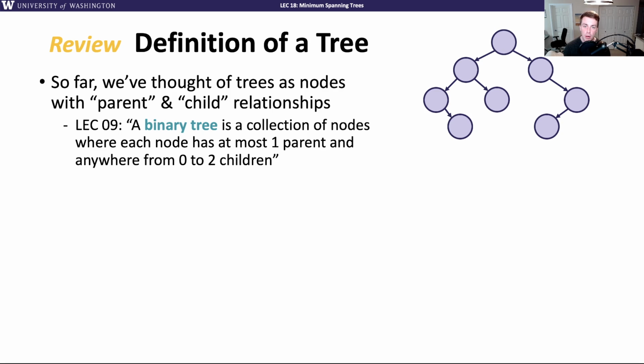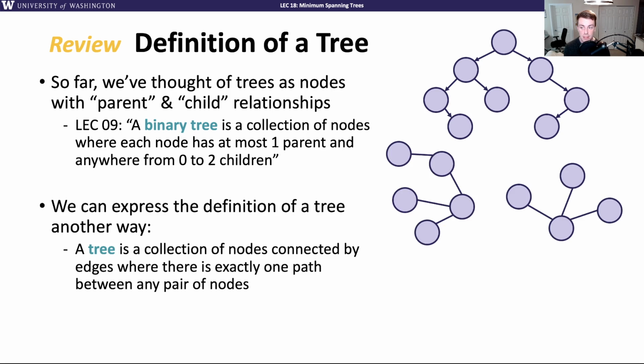Now, I would argue that there's actually a much more general notion of a tree that fits into the graph terminology because trees are just special cases of graphs. So we actually use the term tree more generally when talking about graphs. So we're going to say a tree is a collection of nodes connected by some edges where there's exactly one path between any pair of nodes.